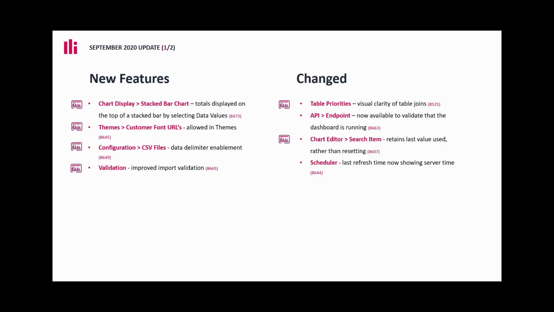Great, thanks Adil. So let's have a look at the other things that we've changed. We've made changes to table priorities, so where left and right joins are occurring, we've now cleaned that up so it's much more visible about how those are represented. And here's a quick demonstration of where you can make those changes.